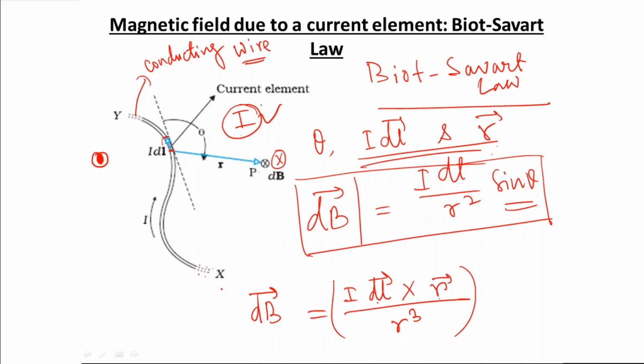Now you might be thinking, sir, I have got only for the element. So how do I get for the whole wire? If it is a finite wire, if it is an infinite wire. So if it is a finite wire, look how can I get?